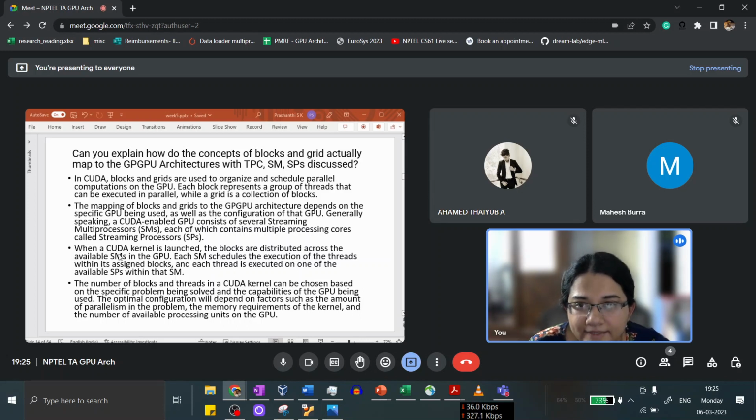Then the third point says, when a CUDA kernel is launched, the blocks are distributed across the available SMs in the GPU. Each SM schedules the execution of the threads within its assigned blocks, and each thread is executed on one of the available SPs within that SM. So just the way you have blocks and threads, you have SMs and SPs, right? So first you distribute the blocks among the SMs, and then within an SM you distribute the threads across the SPs. This is how it happens.